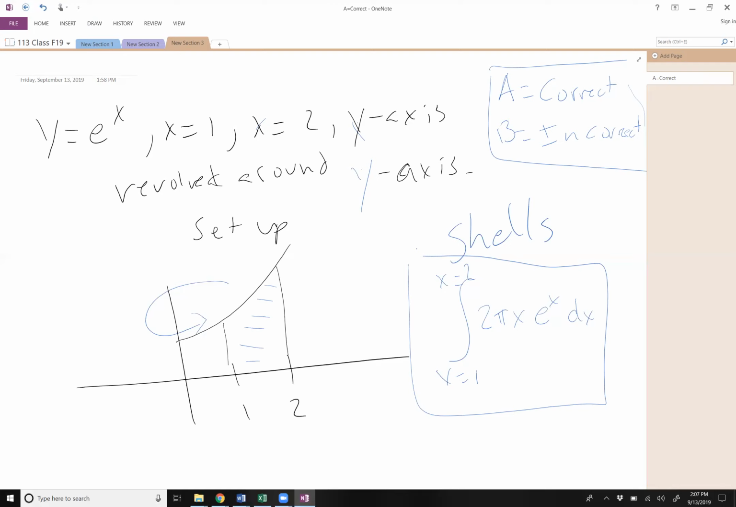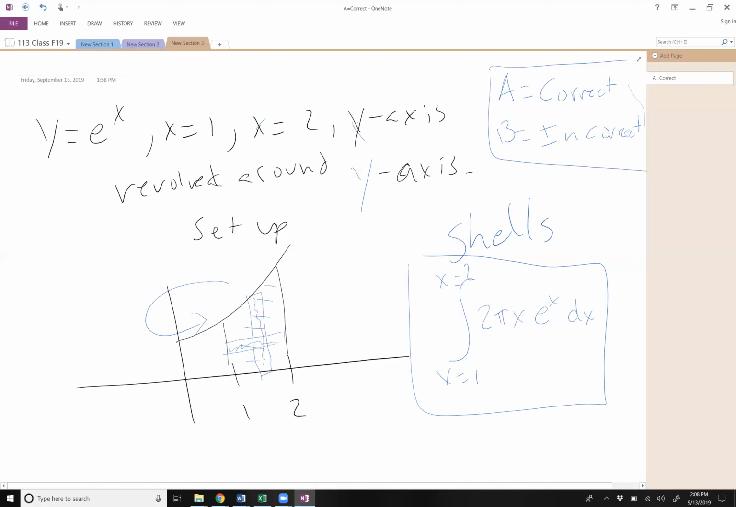All right, a little bit about shells. There's one simple way to think about shells and the disk method, shells and the washer method. Just one simple difference, okay? And that difference is whether you're thinking about rectangles like this that are perpendicular to the axis that you're rotating around, or whether you're thinking about rectangles like this, which are parallel to the axis that you're rotating around.